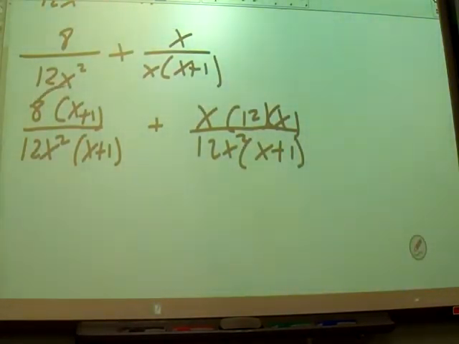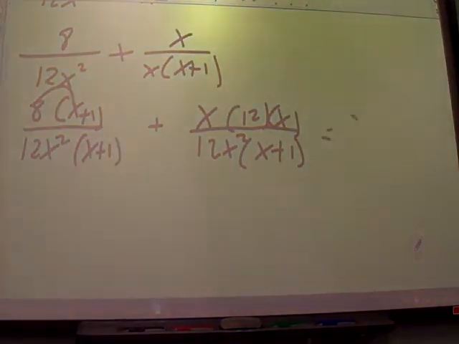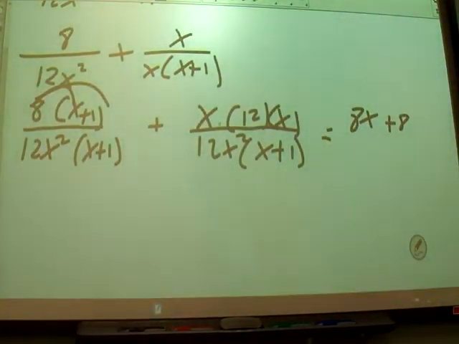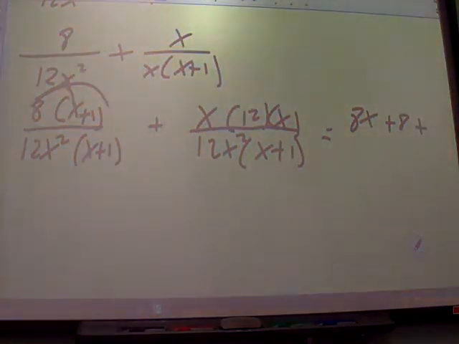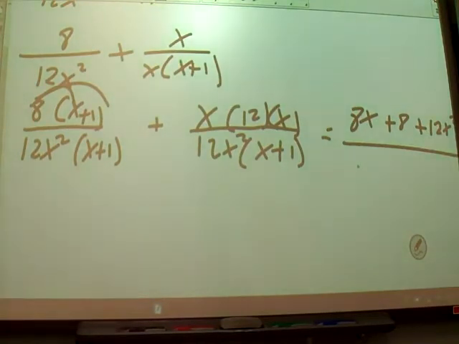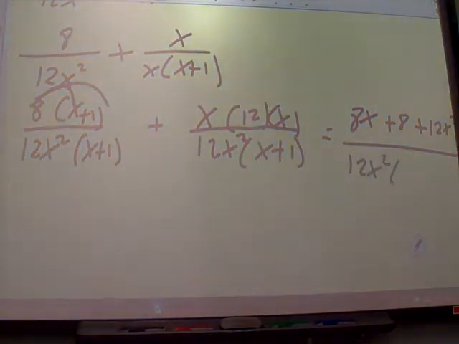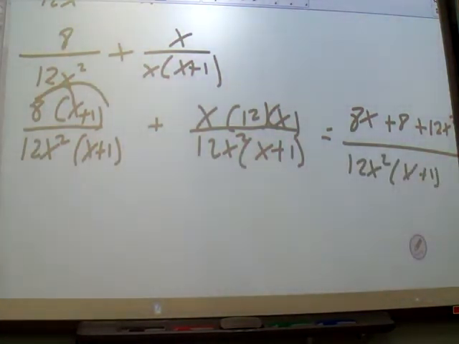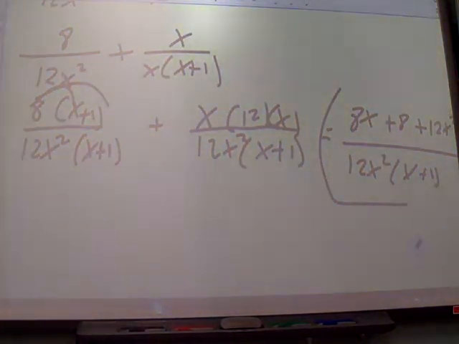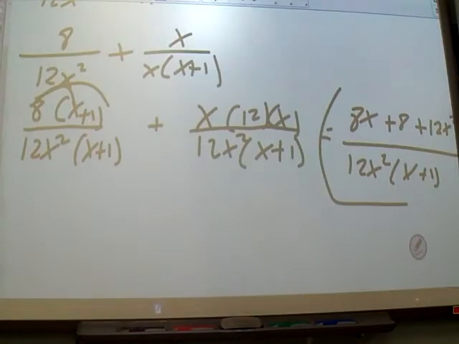All right. So we've got here 8x plus 8 plus 12x squared, all over 12x squared times x plus 1. Ooh, wait, I see. 12x squared. We can.